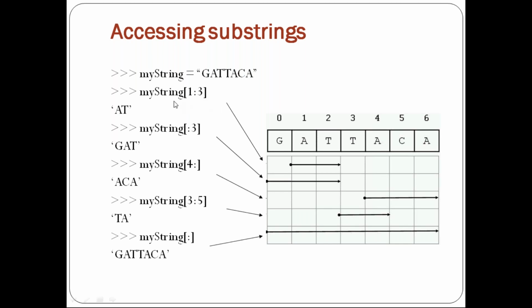So for this one, my string of 1:3 will get the character sequence starting from 1 to 3-1, that is 2. So we will be getting A and T. If you don't specify the starting index, it will be considered as 0. So my string of :3 will return all the characters up to 3-1, that is 2. GAT will be returned for this expression.